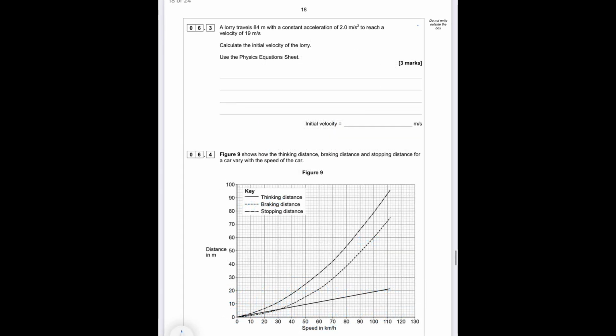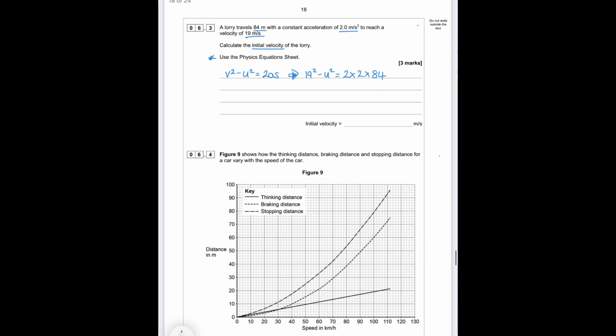For this next question, it says a lorry travels 84 metres with a constant acceleration of 2 metres per second squared to reach a velocity of 19 metres per second. Calculate the initial velocity of the lorry, and we can use the physics equation sheet to help us. Now, when we look on the equation sheet, the equation that we are going to use is v squared minus u squared equals 2as. And if we input our numbers from the information given, that would give us 19 squared minus u squared equals 2 times acceleration, which was 2, times the distance, which was 84 metres.